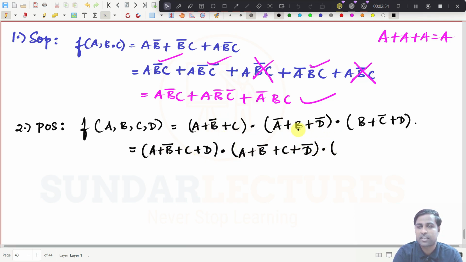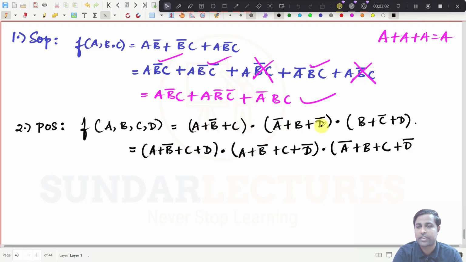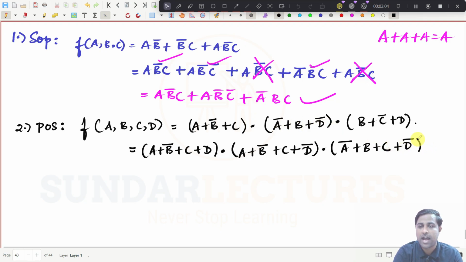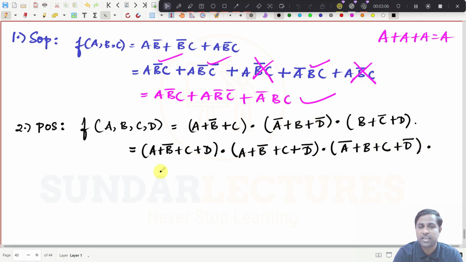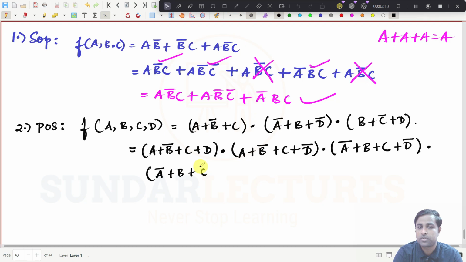Again, what is the missing term here? C is the missing term. So what you do? A bar plus B plus C plus D bar, I have just added C here. And then put dot. Now the next term should be A bar plus B plus C bar plus D bar. That's all. That is the second term. You have converted this one, and you go here.